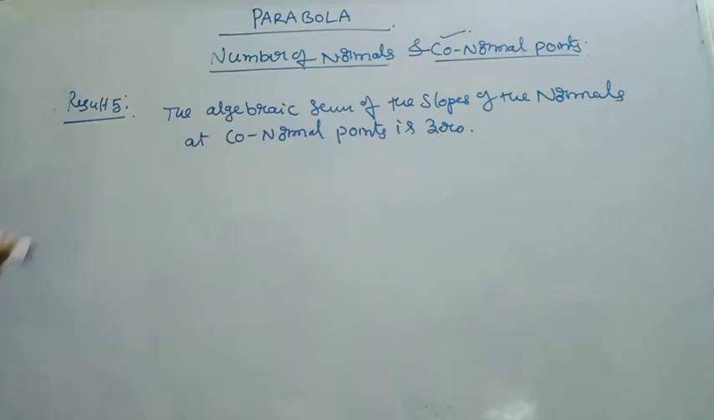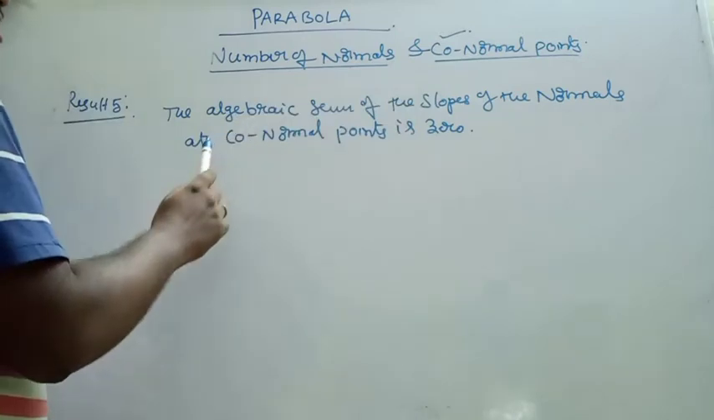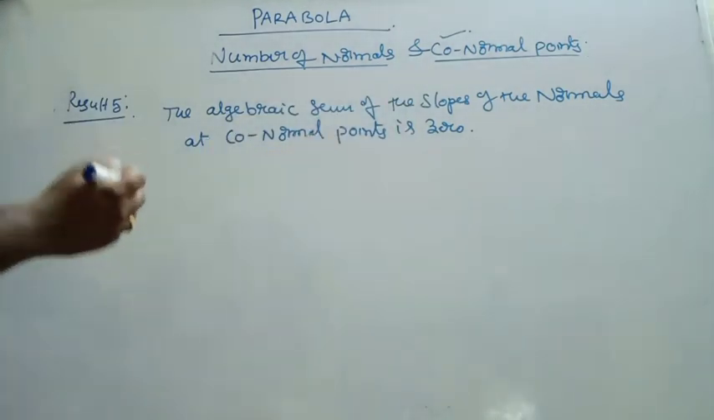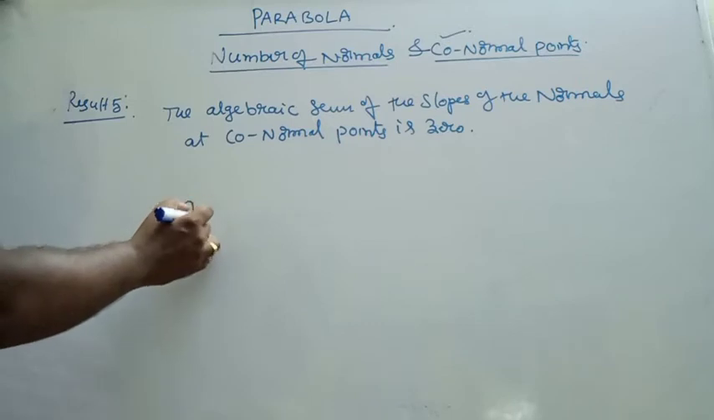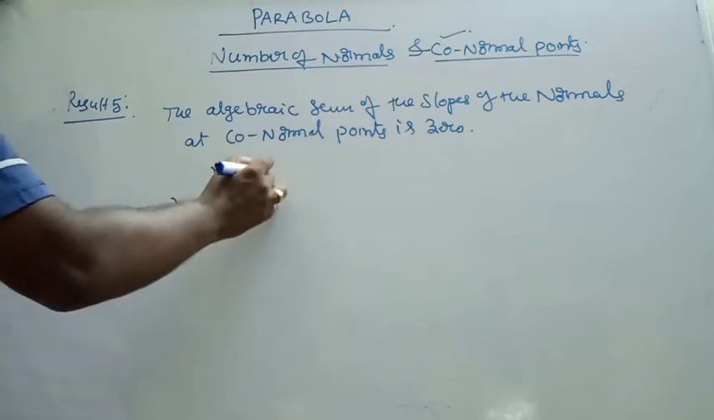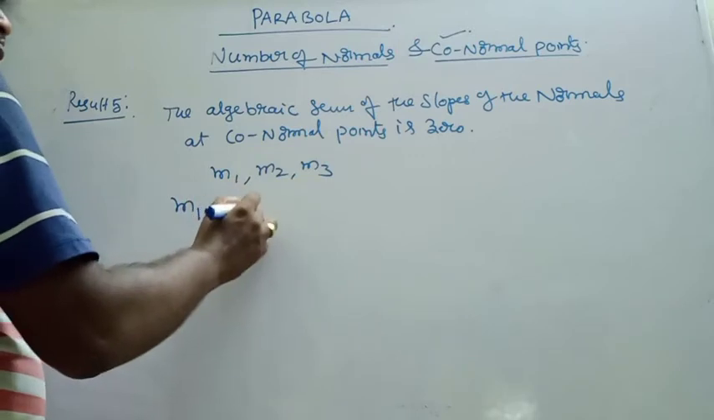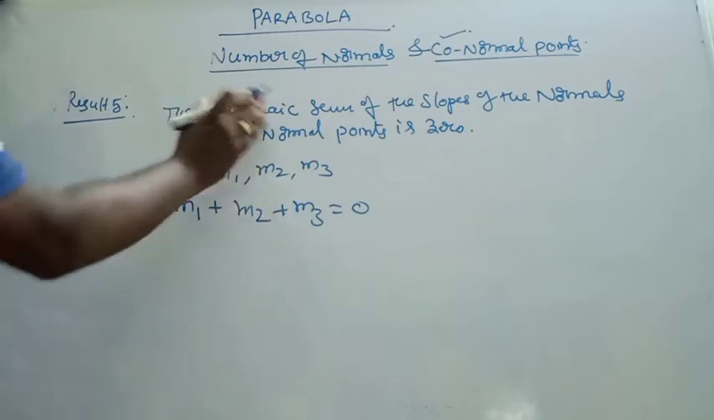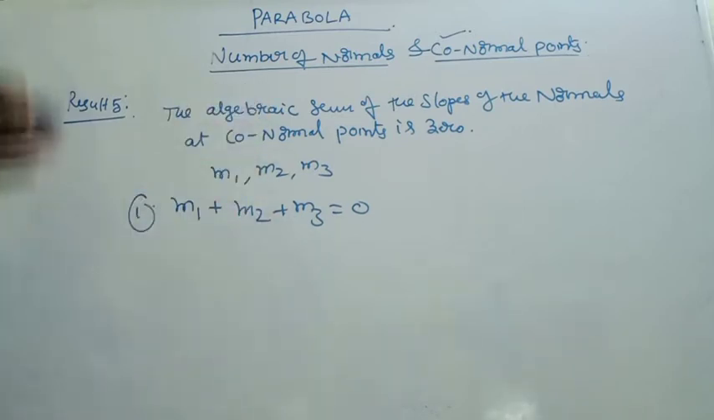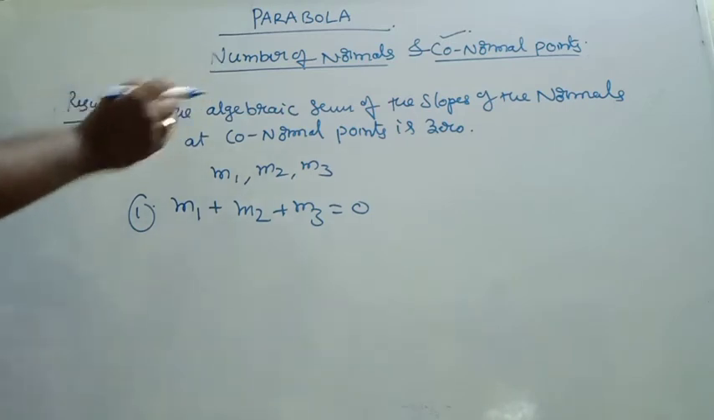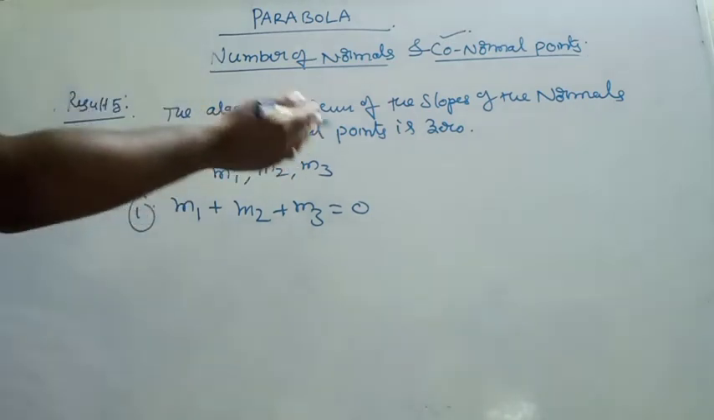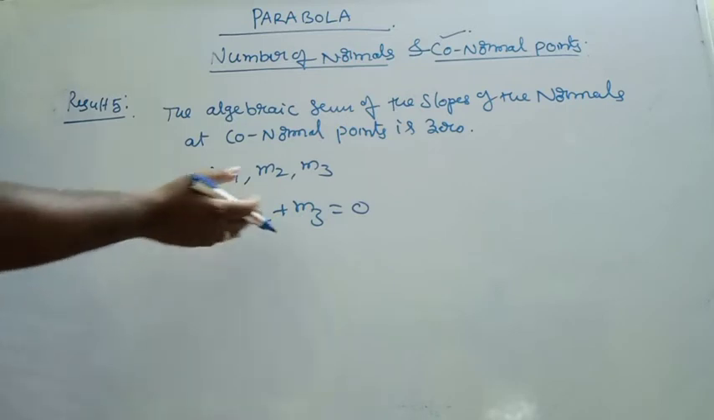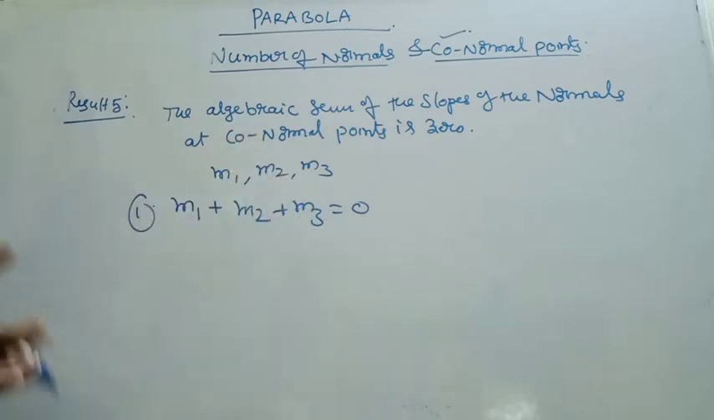Now see, we have a sub result based on what we did: the algebraic sum of the slopes of the normals at co-normal points is 0. That means we need to prove that the slopes of the normals, m1, m2, m3, sum to 0. Just now we proved that m1 plus m2 plus m3 is 0 as the first result. This is the only result they are asking here. Just for reference, once again I am repeating: m1 plus m2 plus m3 equals 0. Already we have got it.